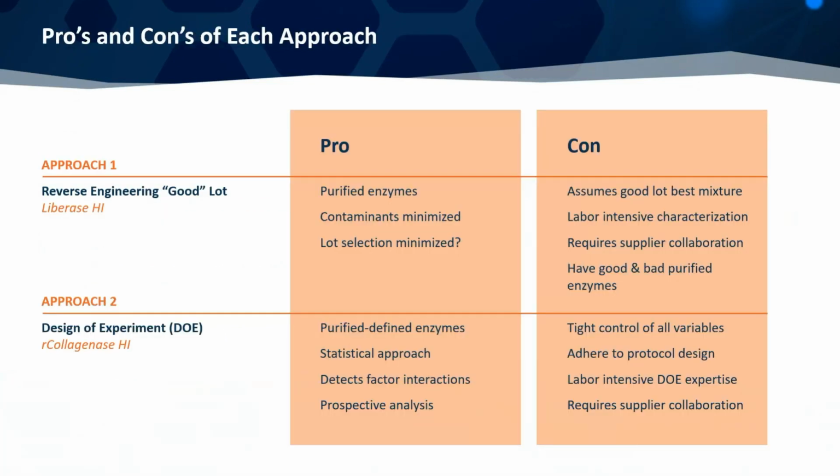The pros and cons of each approach are shown. You can see that in both cases you're using purified enzyme, you're getting rid of contaminants, and you should avoid lot selection. The big difference with the DOE is that it's a statistical approach, and because of the statistical design, you can detect interactions between factors. And it's a prospective analysis. You're not basing it on what's been working in the past. You're actually exploring the space, how far you can go.